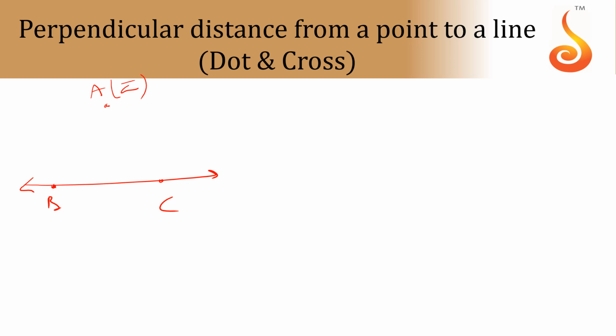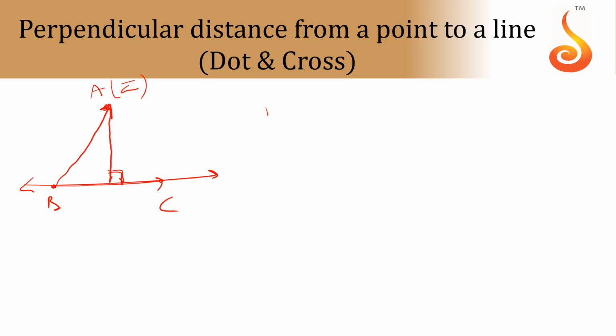Now let from one vector A bar, and this is BC bar. So I want perpendicular distance from A bar to line BC. So from B I joined. This is the perpendicular distance.